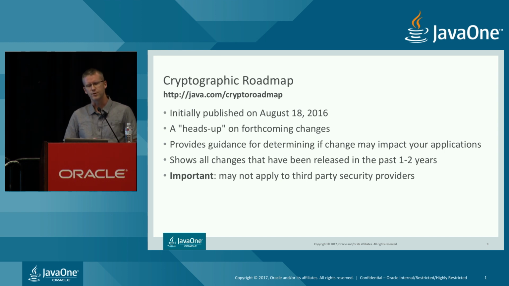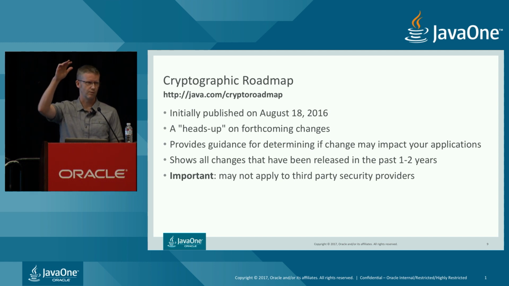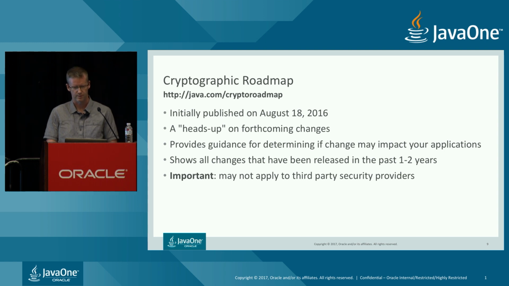The crypto roadmap also shows all changes that have been released in the past 1 to 2 years. So if you want a historical perspective, you can go through all the changes that we've made, and there's quite a lot of them in the last 1 to 2 years. And very important, changes may not apply to third-party security providers. So if you're using a third-party security provider, check with them to make sure they're complying with these restrictions.